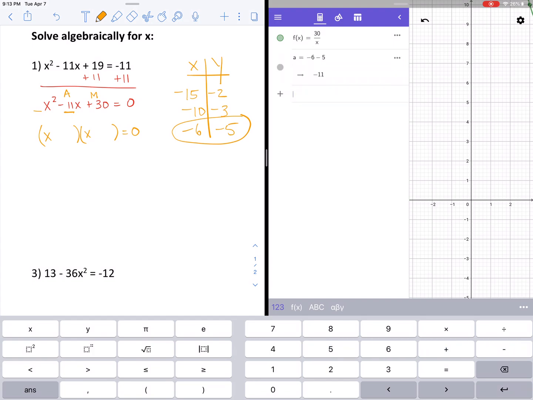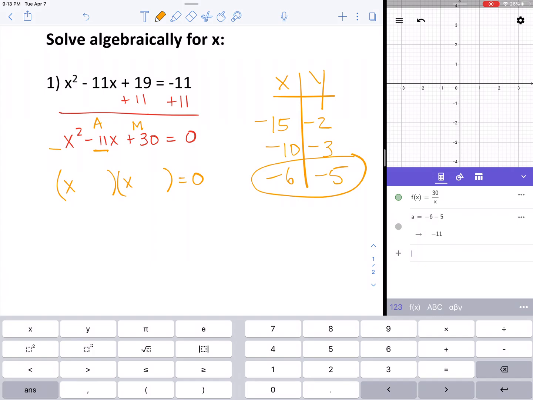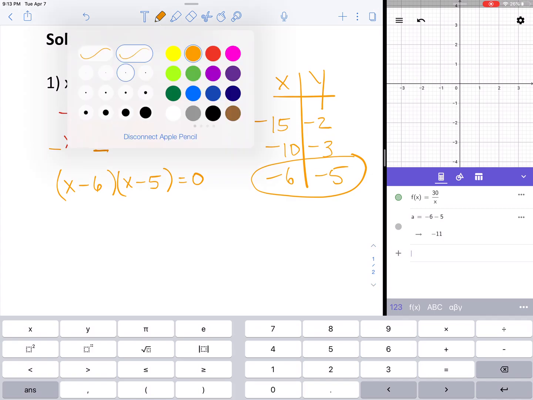It does. So if you're putting in numbers that do not, all you have to do is check yourself, and you shouldn't be able to put the wrong numbers in. So those are my factors, x minus 6 times x minus 5.